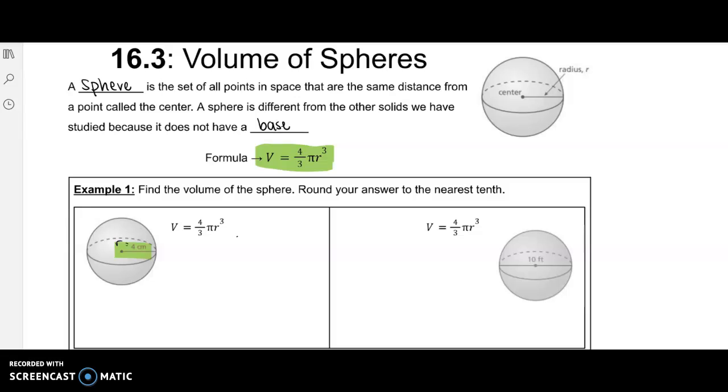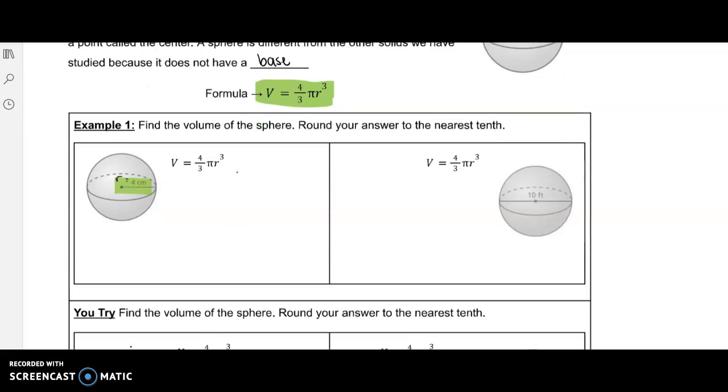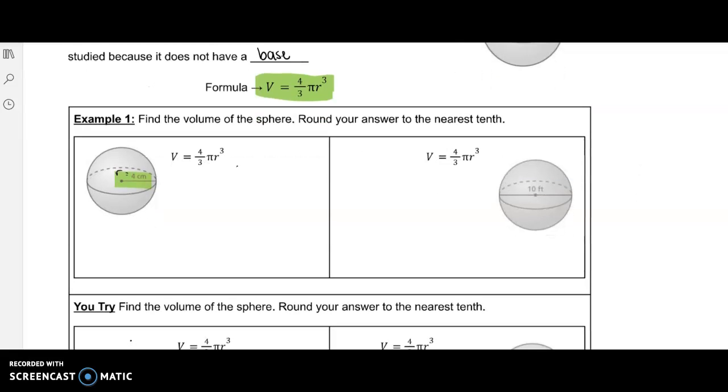All right, volume of spheres, 16.3. So a sphere is a set of all points in space that are the same distance from a point called the center. A sphere is different from other solids that we have studied because it does not have a base. So think like a ball. So the formula for volume of a sphere is 4/3 times pi times your radius cubed.